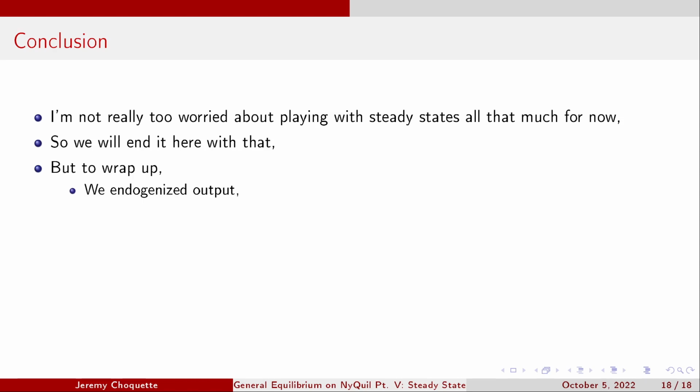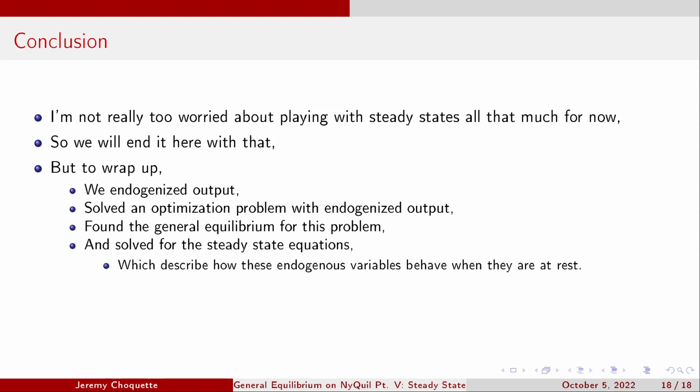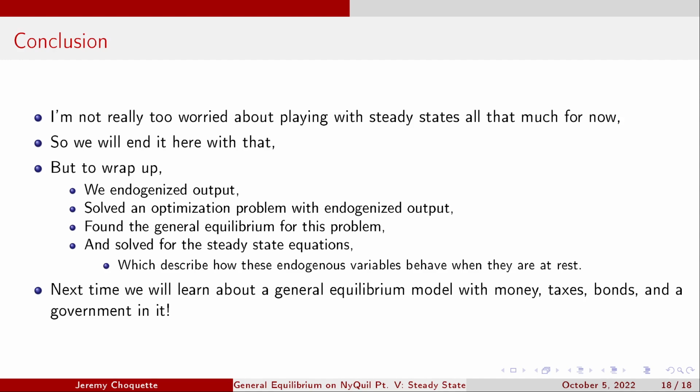But to wrap up everything we've done so far, we endogenized output, we solved an optimization problem, found the general equilibrium, and we solved for the steady state equations, which then describe how these endogenous variables behave when they're at rest. Next, we're going to learn about general equilibrium, and we're going to be doing it with money, taxes, bonds, and a government. So we're going to be introducing nominal variables.